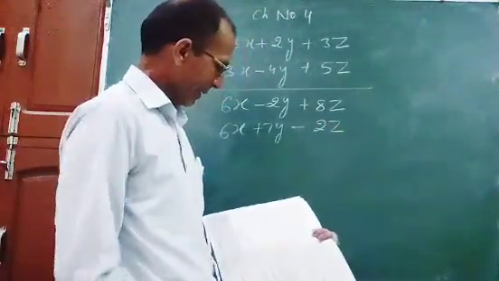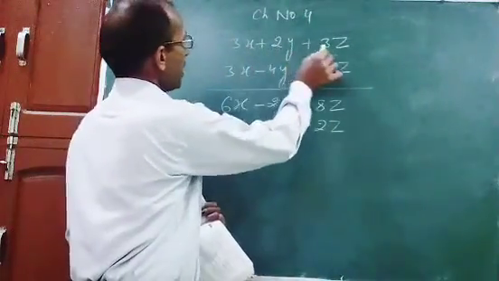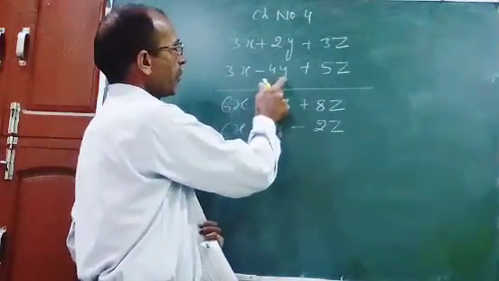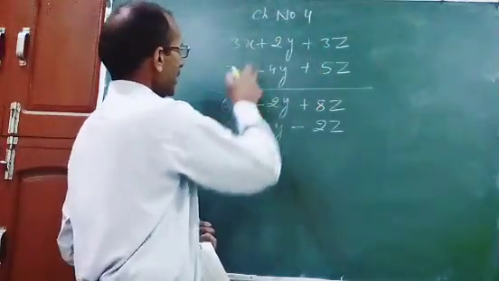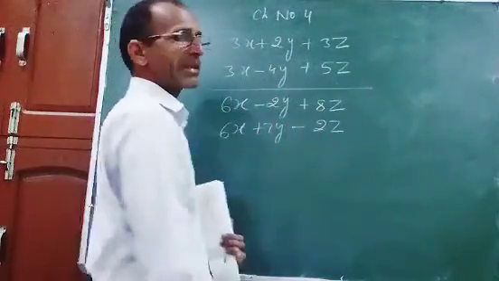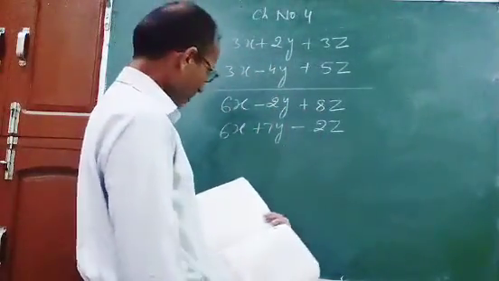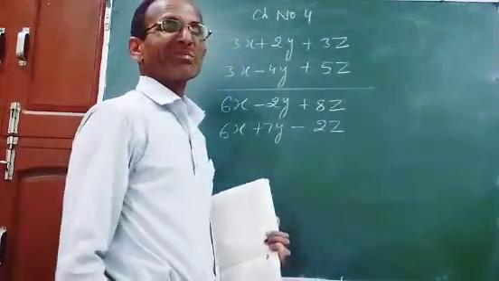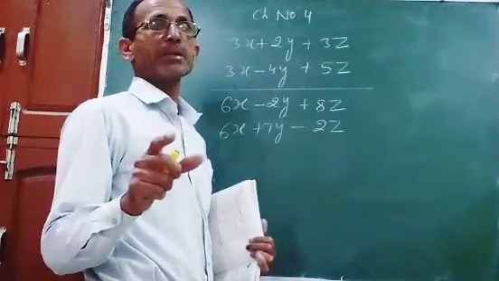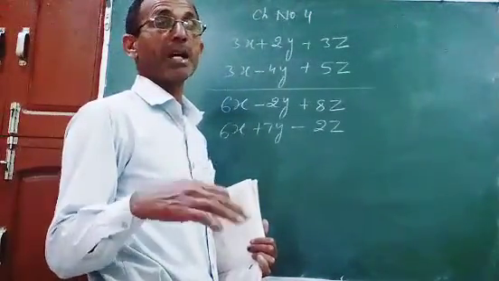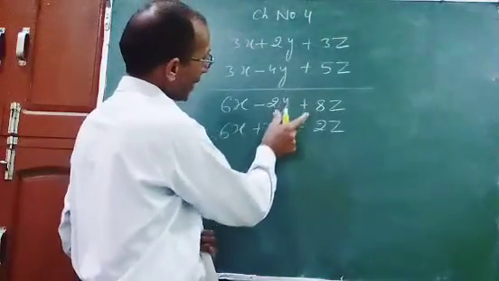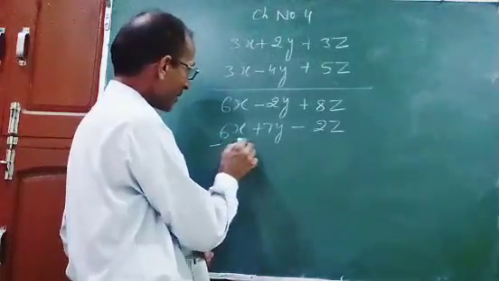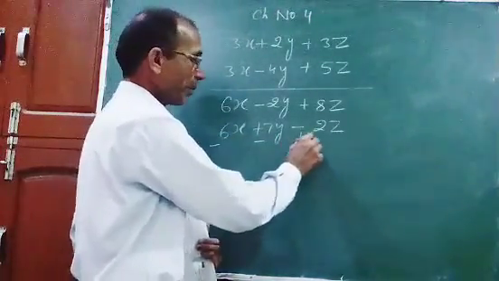Question number 7. Try to understand: 3x plus 2y plus 3z is one algebraic expression, and the second is 3x minus 4y plus 5z. So add them. Their sum will be 6x minus 2y plus 8z. From this sum, we have to subtract 6x plus 7y minus 2z. In case of subtraction, first we will change the sign of what we are subtracting. So now change the sign. It will be minus, minus, and plus.